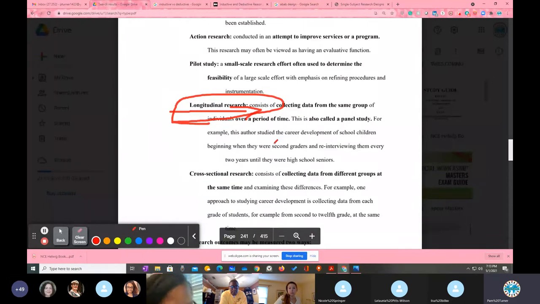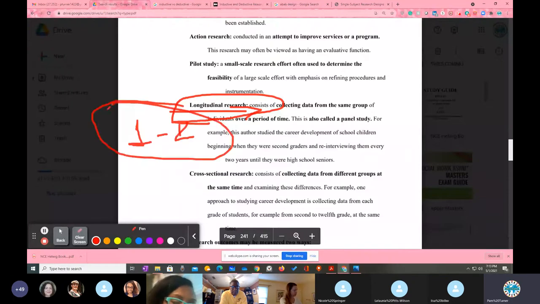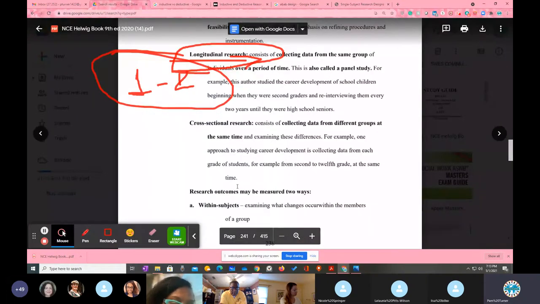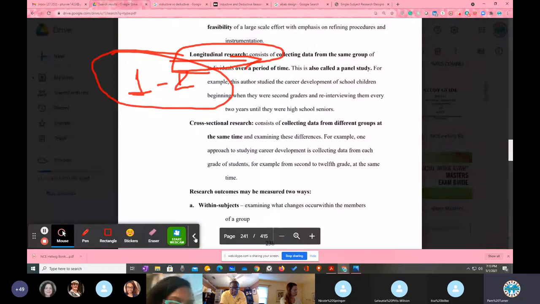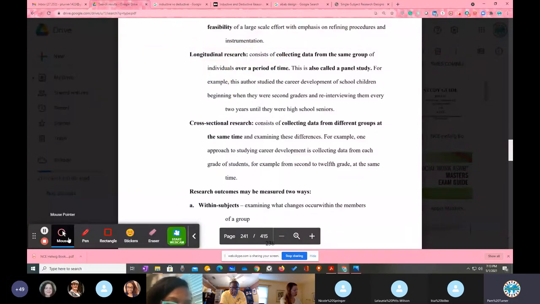You might also see like the kids, we test them the first time in first grade and we're seeing them when they graduate, right? That's long-term, same group of people, long-term. Now a cross-sectional is one time, it's like a snapshot. It's a moment in time, okay?